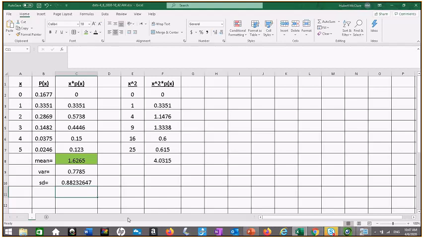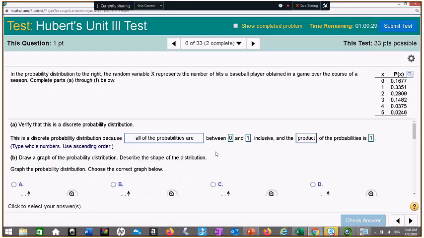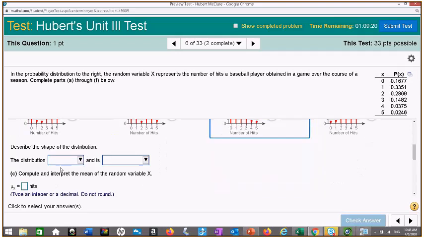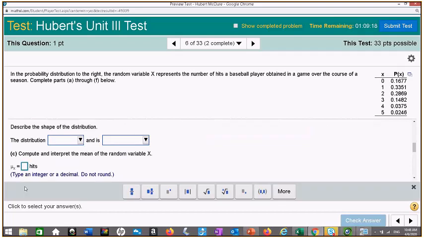Now, that's all I can figure they're going to ask. So let's go back. Draw a graph. We said it is a little bit skewed right, so it looks like that one. The mean is equal to, it says type an integer, do not round. So I got 1.6, okay, 1.6.